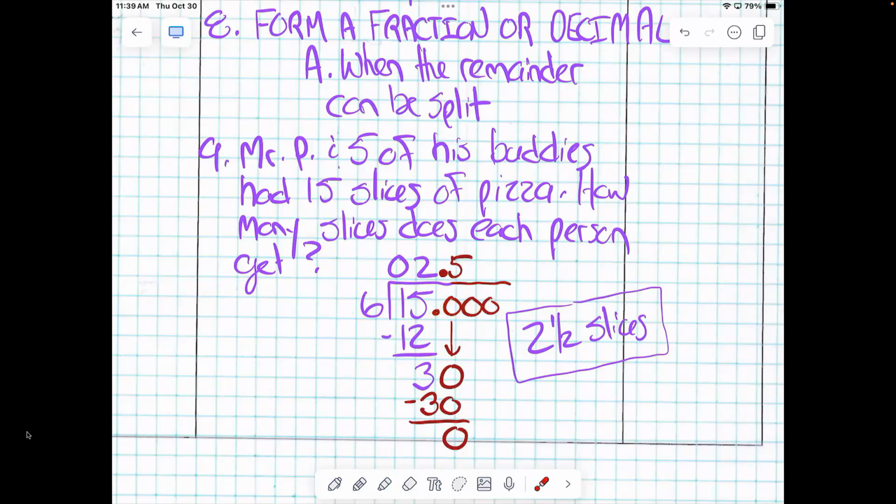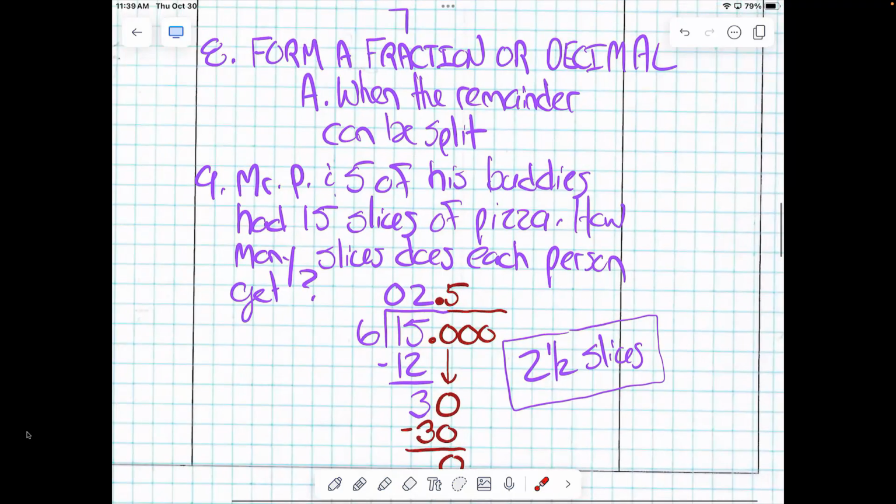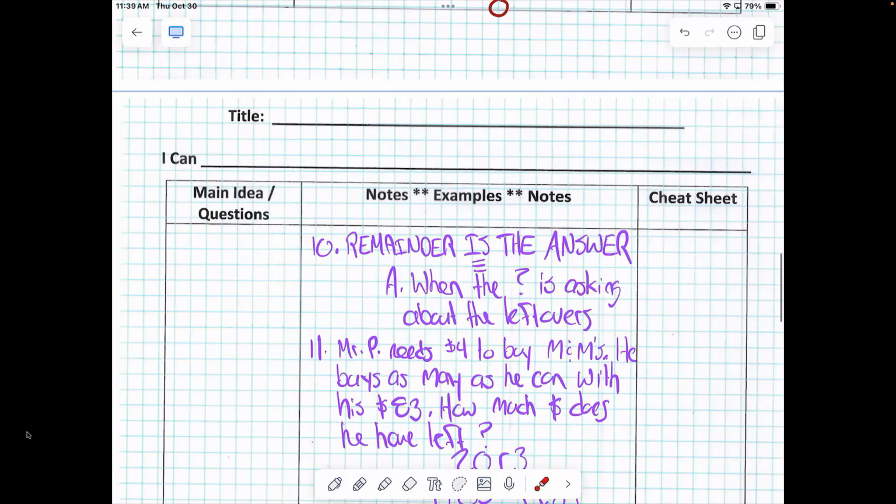we turned it into a decimal. I figured out each of us gets 2.5 slices of pizza, right? I formed a fraction or a decimal. Last scenario. Sometimes the remainder is the answer.